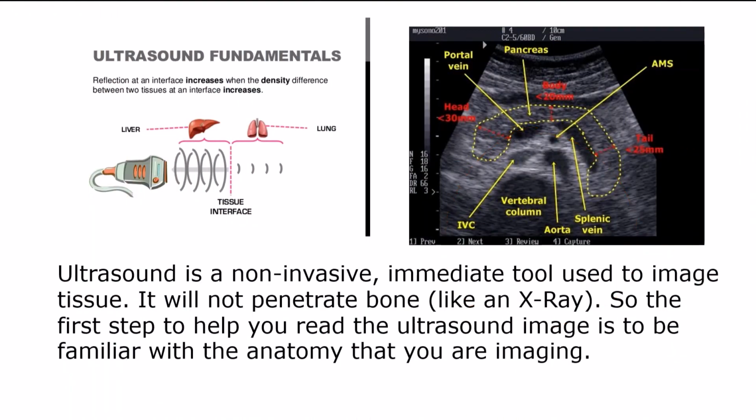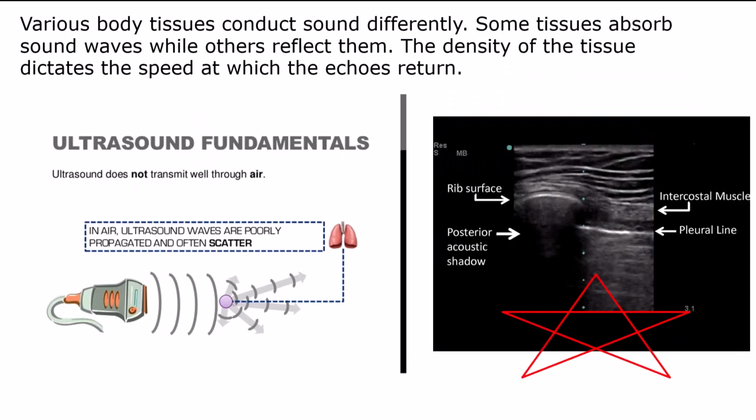Ultrasound is a non-invasive immediate tool used to image tissue. It will not penetrate bone like an X-ray. So the first step to help you read the ultrasound image is to be familiar with the anatomy that you are imaging. Various tissues conduct sound differently. Some tissues absorb sound waves, while others reflect the sound waves. The density of the tissue dictates the speed at which the echo returns to the transducer.